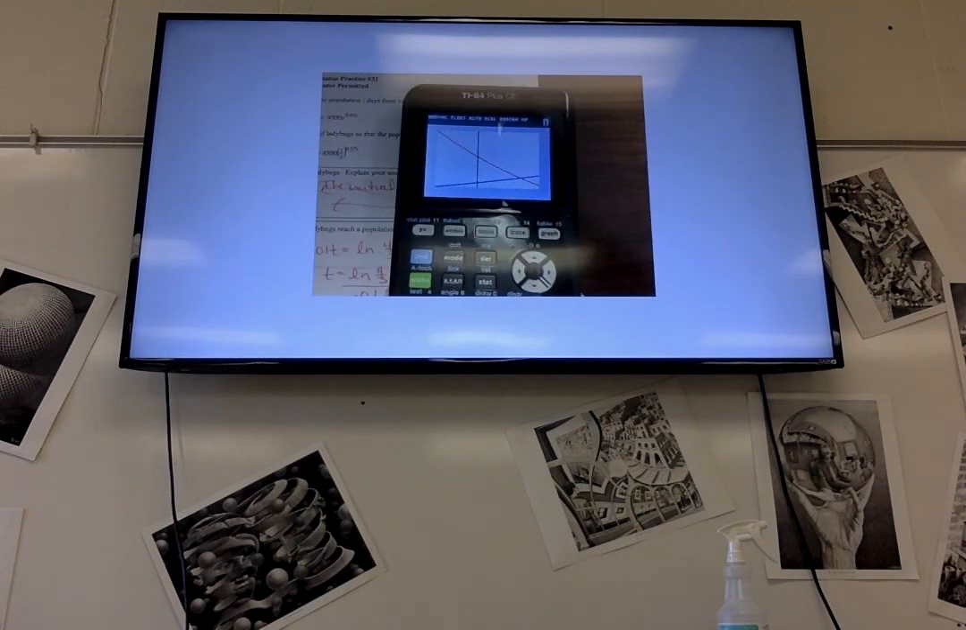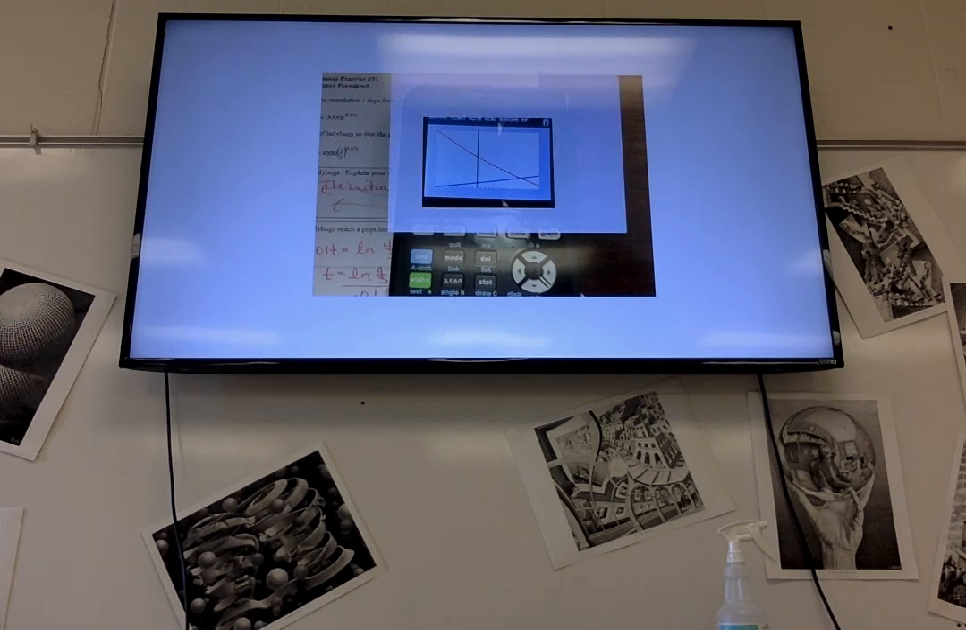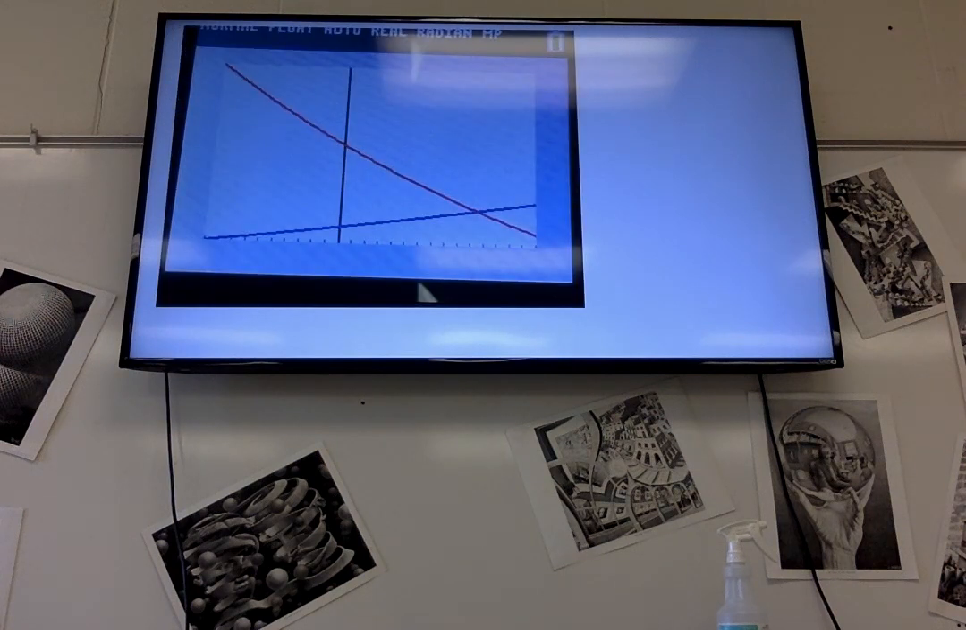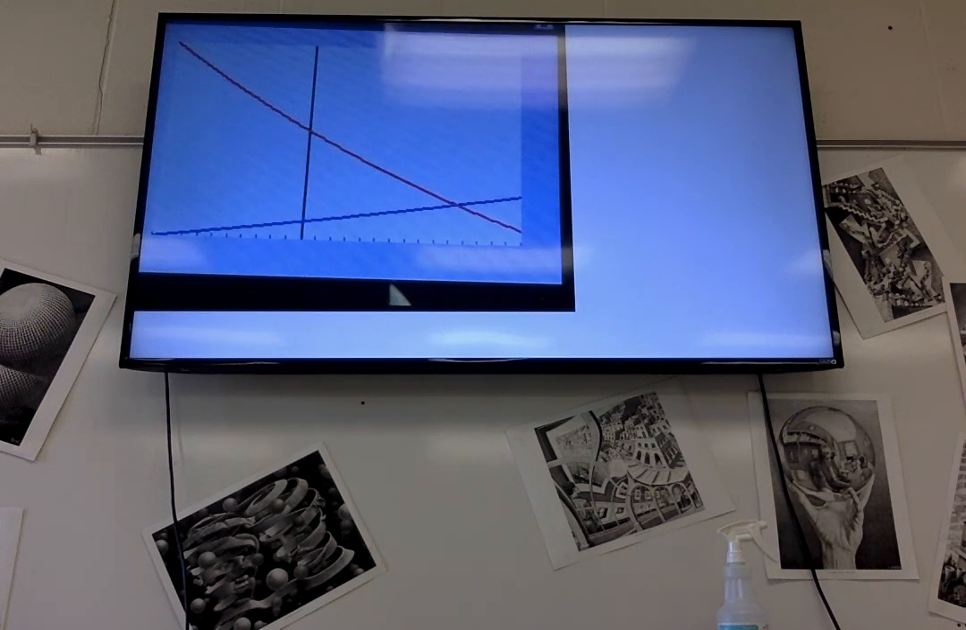Too quick. Okay, we go with the picture. I got something similar to that. You can see where they cross. Okay, so now we've got to find actually where they do cross.